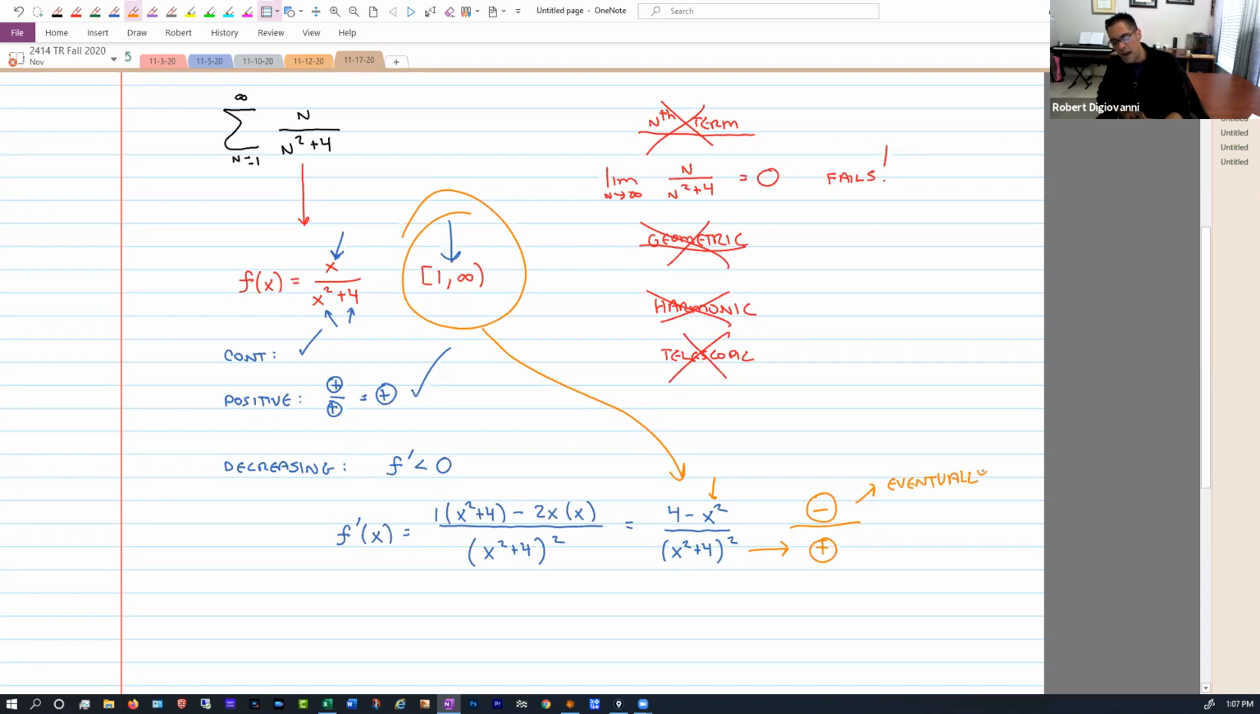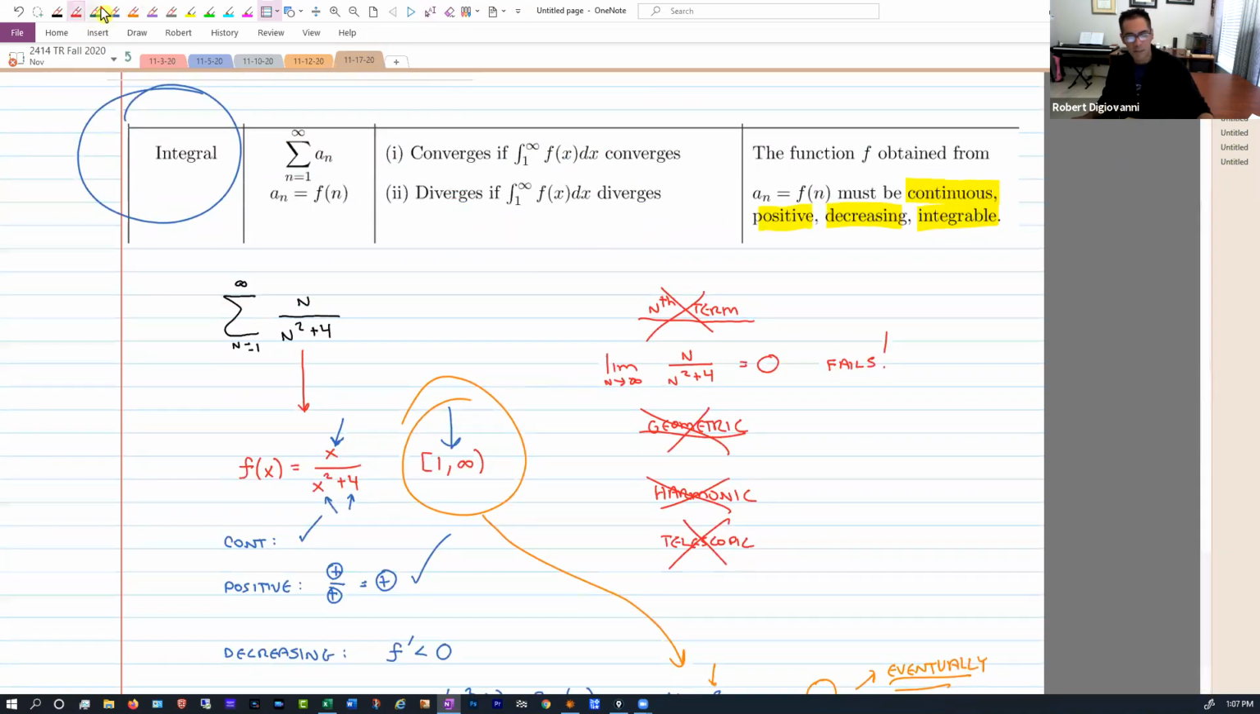And then once x gets past 2, that's always going to be negative on top, won't it? So that's all you need. Sometimes I tell my students to come back up to the formula sheet, and where it says decreasing, just put here "eventually", because it doesn't have to be decreasing the entire time. It just has to be decreasing from some point on. Does that make sense?